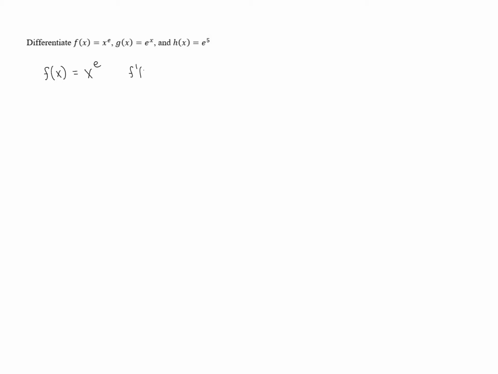Remember, the power rule says that we take the exponent on top of the x and we bring it out front as the coefficient. So this is going to be e times x to the power. And remember that when we use the power rule, the new exponent is 1 less than the original one. Well, 1 less than e is e minus 1. And so in this case, the derivative of x to the e power is e times x to the e minus 1.